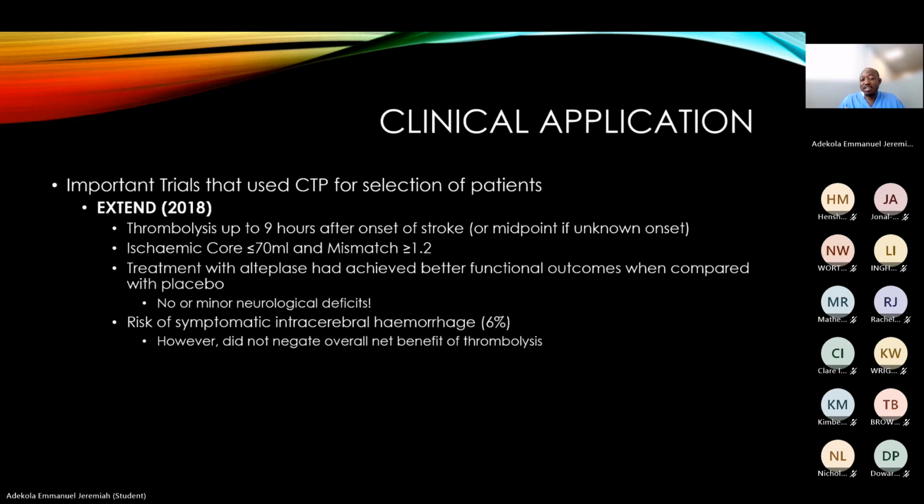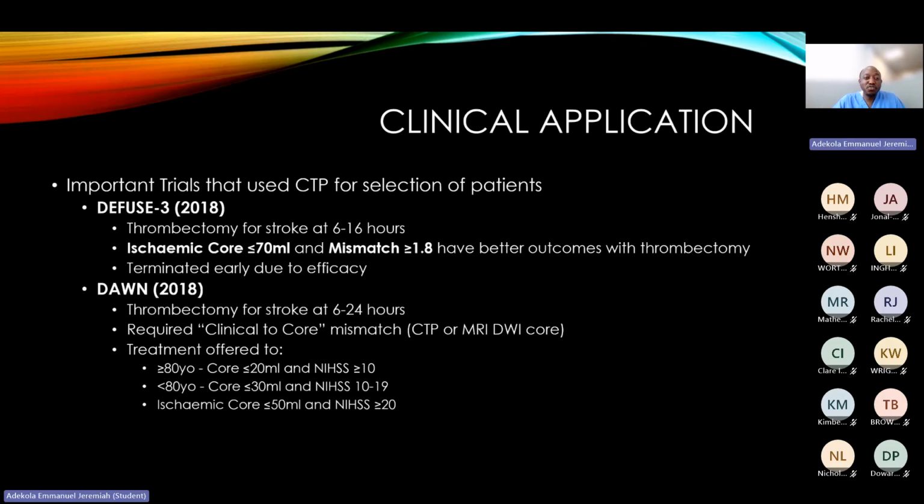The risk of symptomatic ICH is 6%. However, the overall benefit of thrombolysis outweighs this risk. Also for thrombectomy, we use it as well, using the DEFUSE and DAWN trials.